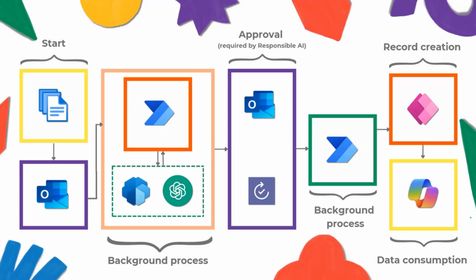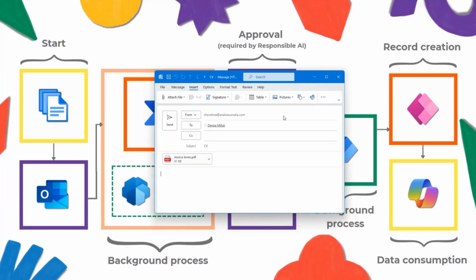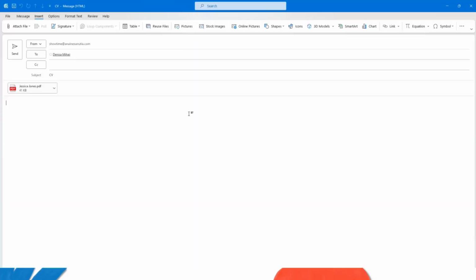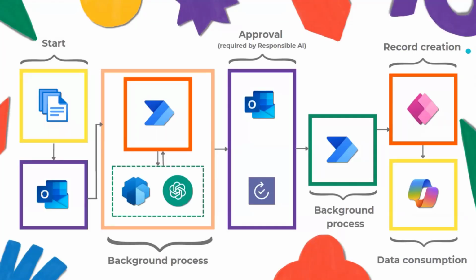The first thing I'm going to do, hopefully you can see this email, is trigger the process. This is an email that I'm sending to Denisa with the subject CV and with the CV attached. I'm going to send it over, and Denisa will take over for a second to show you how the process flow works, and then I will take over again just to show you how the app works.